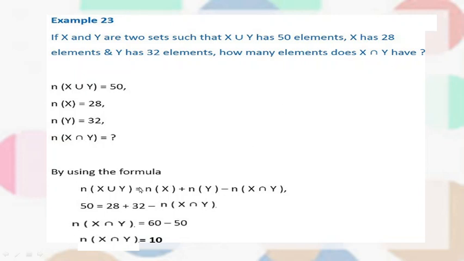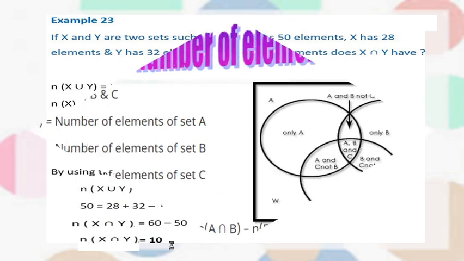So again, by using the formula, n(X union Y) is equal to n(X) plus n(Y) minus n(X intersection Y). And let's put the values. Number of elements in the union of these two sets is 50. Number of elements in X, 28. Number of elements in Y, 32. And this is what we have to find out. So after calculating, answer is 10. Number of elements in X intersection Y is equal to 10.